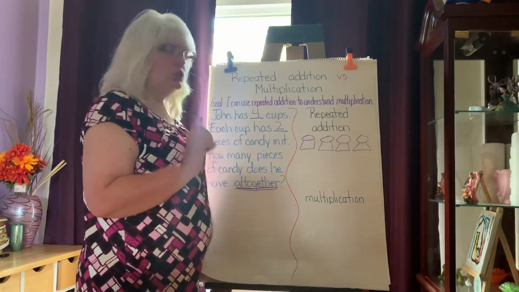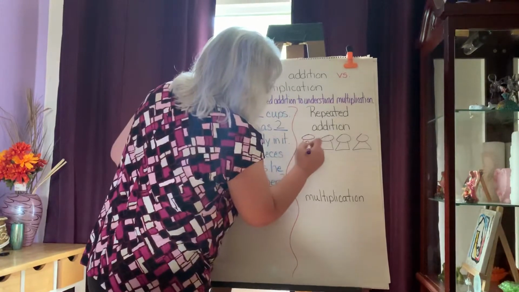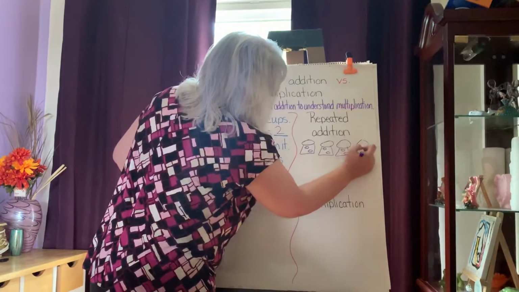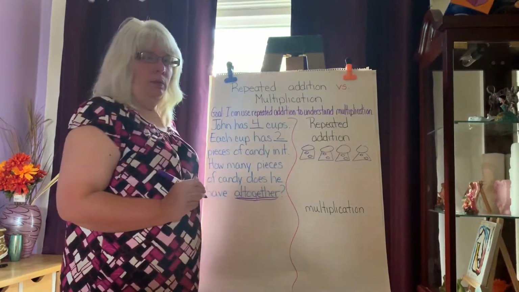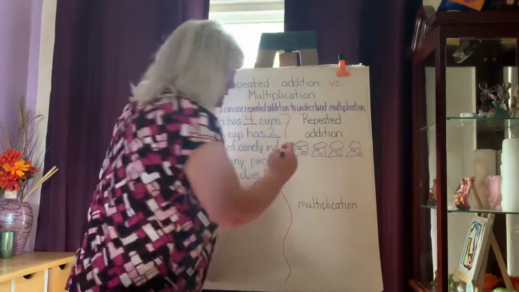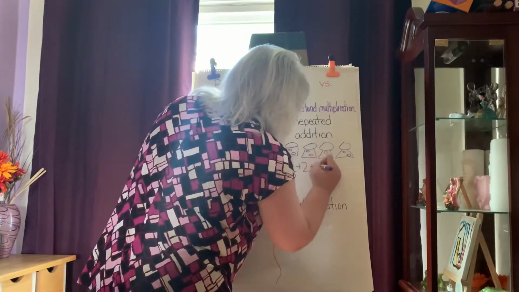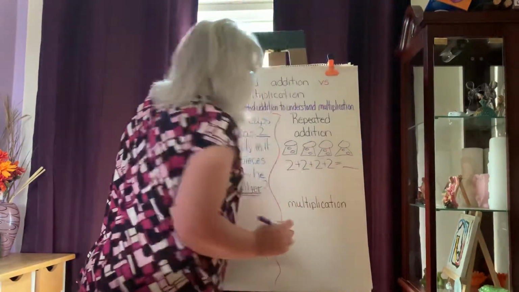Each cup has 2 pieces of candy in it. So we're going to put 2 pieces of candy. My favorite's M&M's, so I'm going to put 2 M&M's in each of the 4 cups. Then we're going to write our repeated addition sentence. 2 plus 2 plus 2 plus 2 equals.